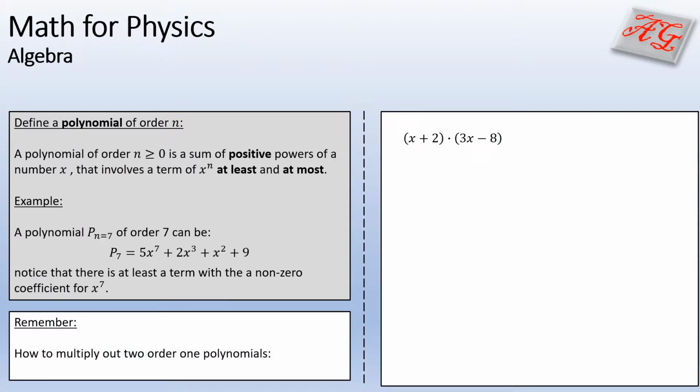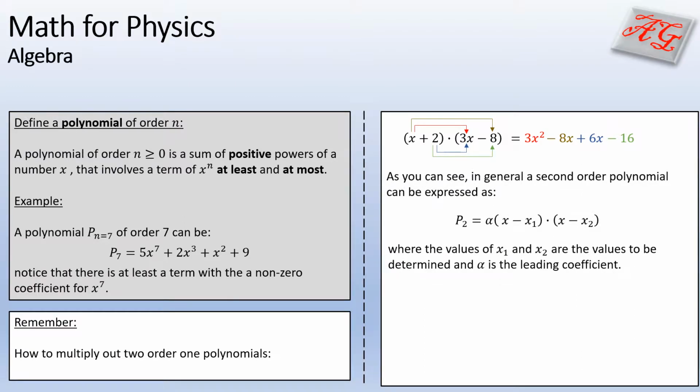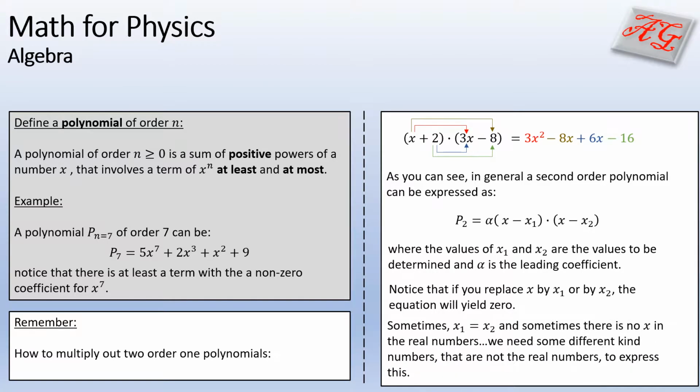Another reminder is convenient. When multiplying, say, two order 1 polynomials, you can use the distributive property to multiply term by term and obtain a second order polynomial. That, as you can see, in general can be expressed as the product of two order 1 polynomials multiplied by a coefficient alpha that depends on the leading coefficients of the x's in the order 1 polynomials. Notice also that if you replace x by x1 or by x2, it will yield 0. Unfortunately, we cannot always find x1 and x2 in the real numbers, so at least in the context of the real numbers, the polynomial cannot always be factored.